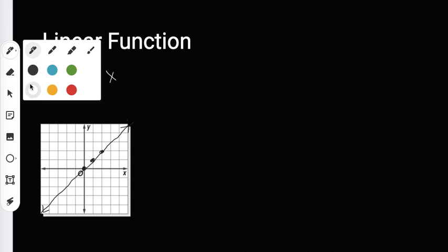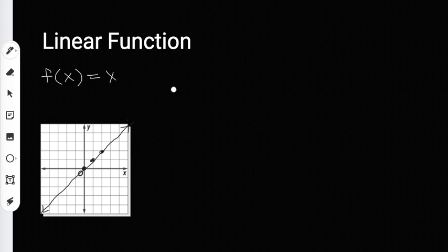When you graph the linear function, you're going to get a line. And that's what linear means. You can see the word line comes straight from that. And that is f of x equals x. Not much more to say about that.